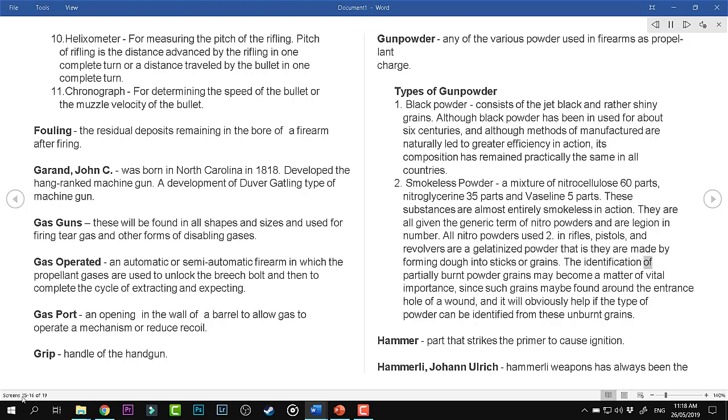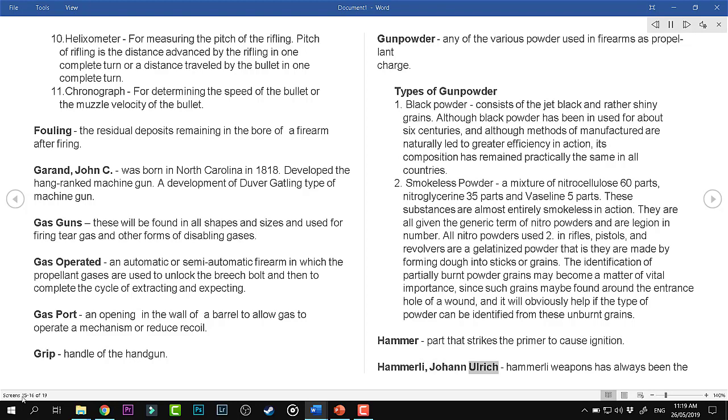The identification of partially burnt powder grains may become a matter of vital importance, since such grains may be found around the entrance hole of a wound, and it will obviously help if the type of powder can be identified from these unburnt grains. Hammer, part that strikes the primer to cause ignition.